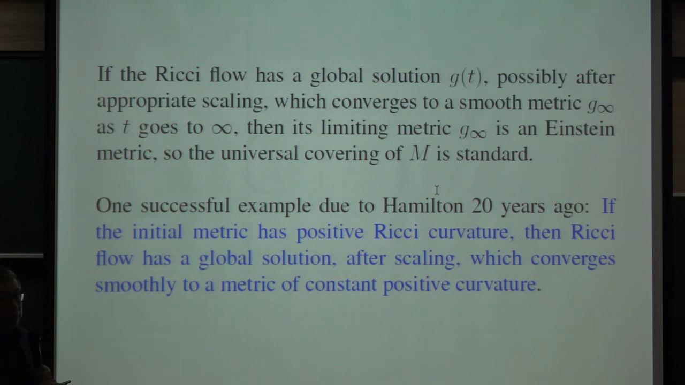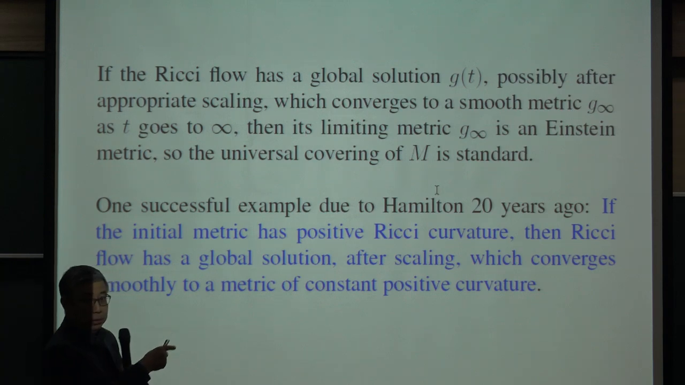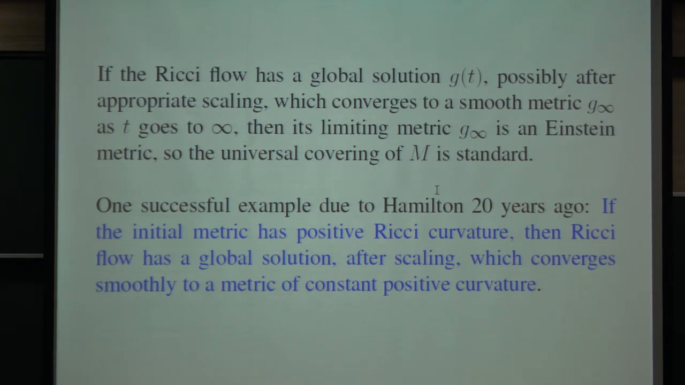One successful example is due to Hamilton, 120 years ago. That actually made the Ricci flow interesting, because this is the first case where Ricci flow solved a problem that other methods cannot do, and actually still cannot do at the moment. For example, the variational method cannot do it. He proved that if an initial metric has positive Ricci curvature, meaning the Ricci curvature as a matrix is positive definite, then the Ricci flow has a global solution, after scaling, which converges smoothly to a metric of constant positive curvature. So if you assume the initial metric on the three manifold has positive Ricci curvature, then you can do this.